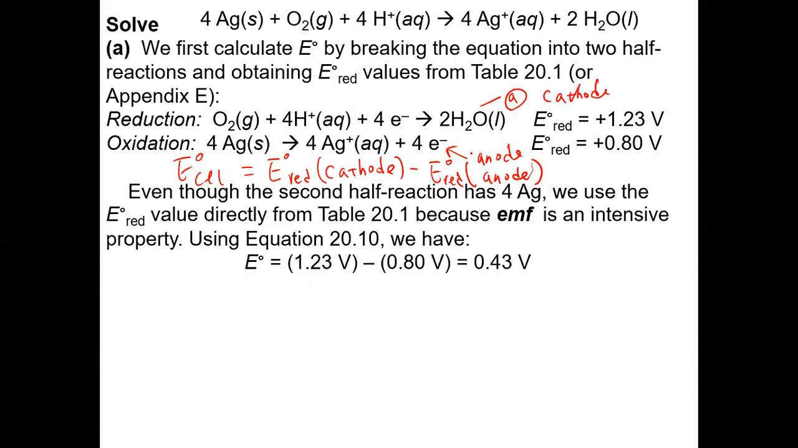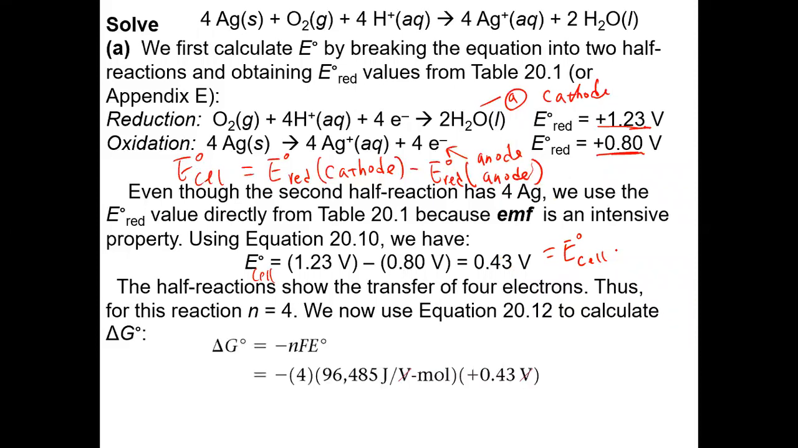Okay, so therefore we plug this number here for the cathode, plug this number on the anode. We have this equation, subtracting, get 0.43 volts. So we solved one part of the problem. So this equals, therefore, we rewrite the E naught, the standard, for the cell.